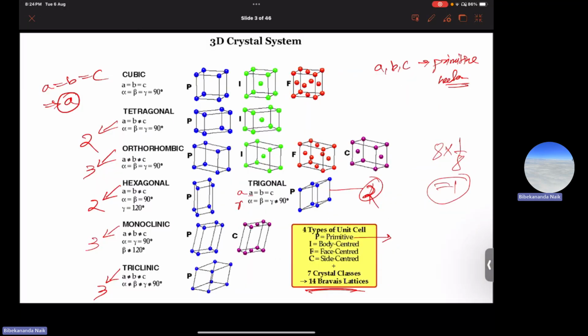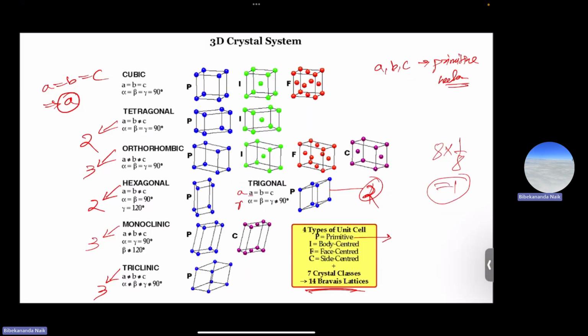From this slide, you can see in case of side-centered or end-centered, this is C. If you see this structure, at the ends, there are extra atoms present. How these will affect the effective number of atoms per unit cell, you need to think about it.